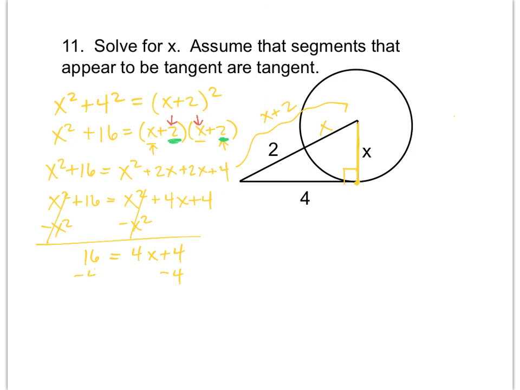Keep going, keep solving with your algebra skills. We're going to wind up with 12 equals 4x and x equals 3. The question does say solve for x. I think we have done it. x should be 3. Awesome.